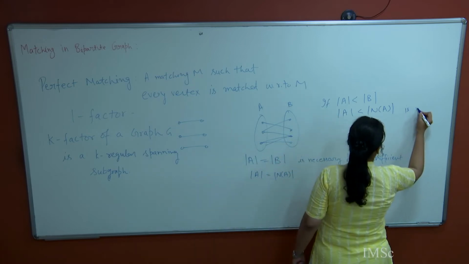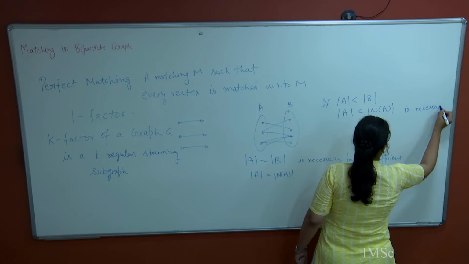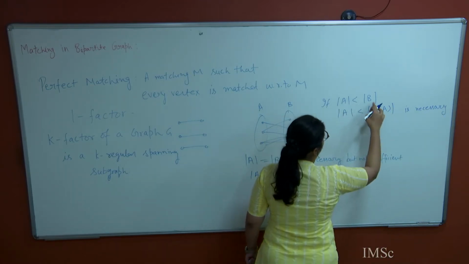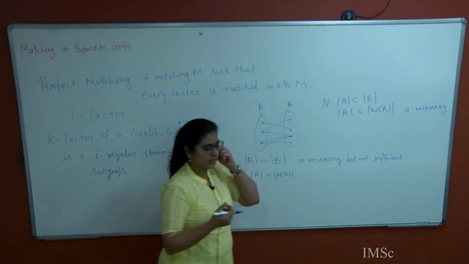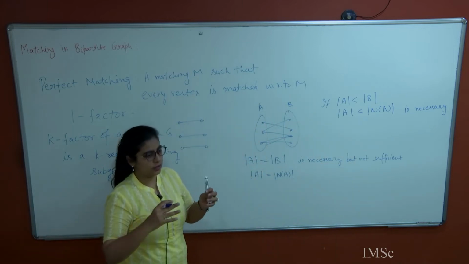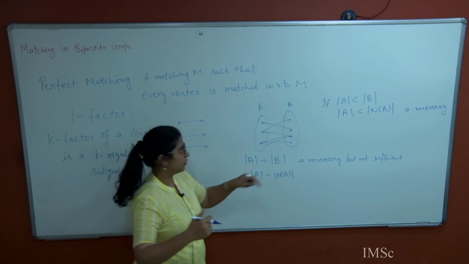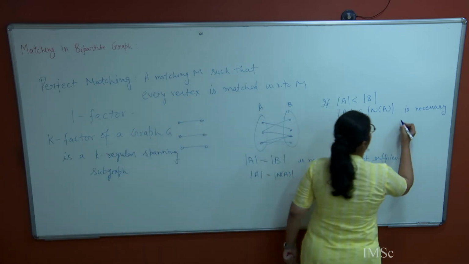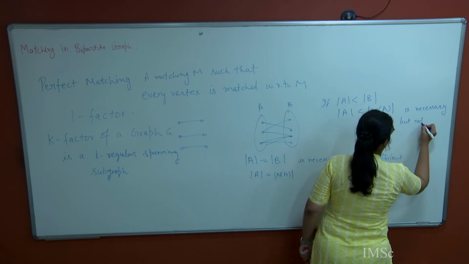So this is necessary to saturate A, that the cardinality of B is greater than A, and B we can look at as the neighborhood of A, because every neighbor is in B, right. So we can write B as the neighborhood of A. So this is necessary, but not sufficient.